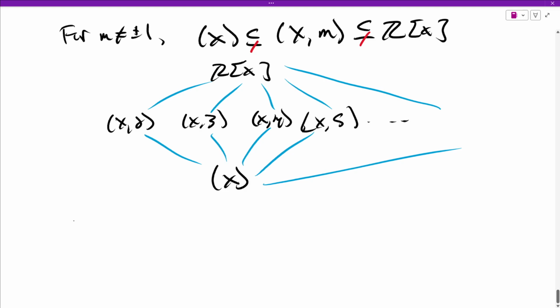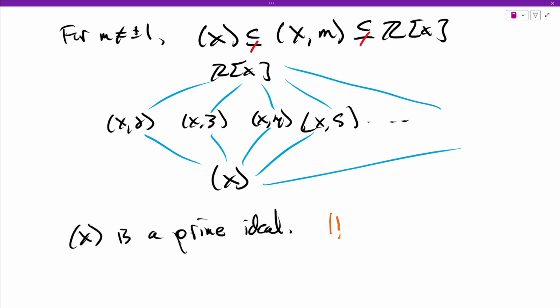Let me also observe something. (X) is a prime ideal. Now, X itself is irreducible, and we know that if we have a PID, a principal ideal domain, then irreducible is going to tell us prime, and so therefore prime ideal. But the problem here, so let's put a caution symbol. I realize my caution symbol is the same as my remark, but I'm too far in.